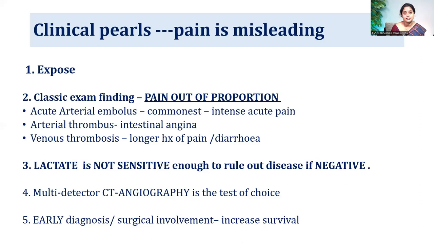So definitely then it is a clinical diagnosis and you have to go for the definitive treatment, that is maybe surgery. So that's why early diagnosis and early surgical involvement is critical, especially within 6 hours of presentation, the patient should go for surgical involvement. Otherwise, the survival rate is significantly reduced, with a mortality rate of maybe more than 60 to 80%.